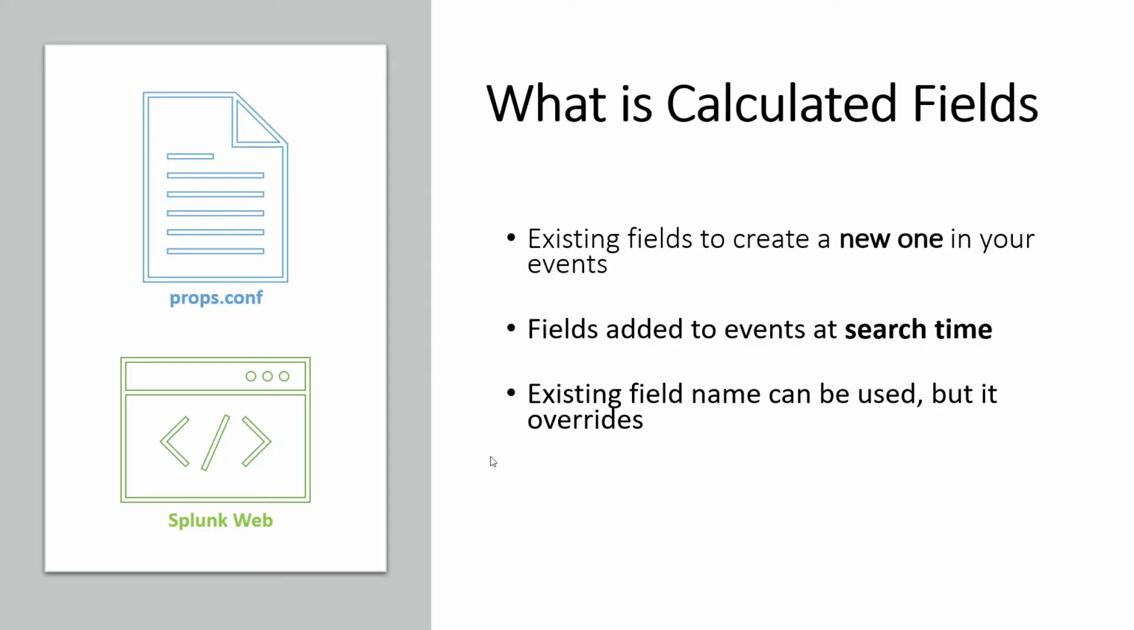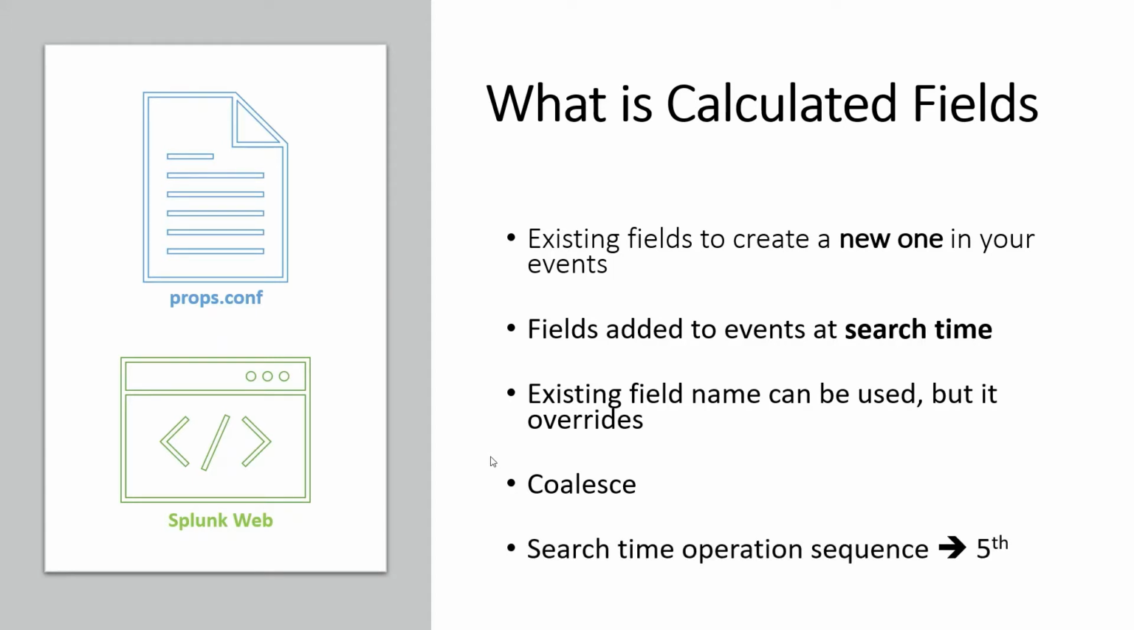Suppose you want to use the existing field name and still don't want to override the value of the existing field. In that case we have another command, which is coalesce, which will help you to avoid overriding the original value of your existing field.